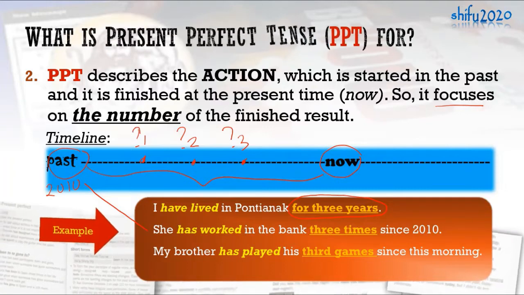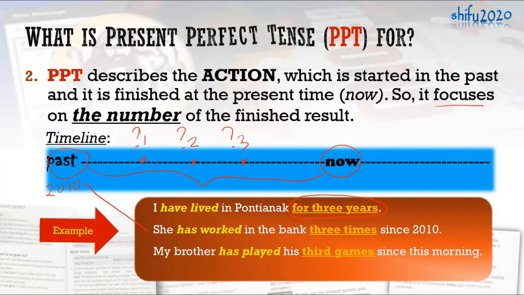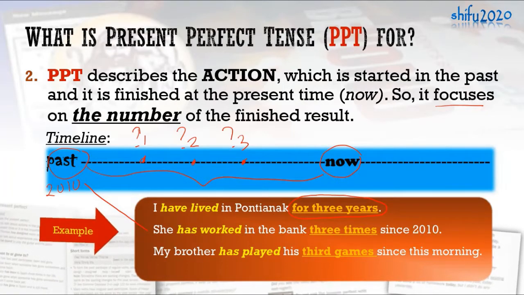My brother has played his 3rd game, the same. So from the past until now, there are already 3 games that your brother joined. Okay, and this is the 3rd game that the sentence discusses. So those are the 2 functions of the present perfect tense that differentiate it from the simple past tense.